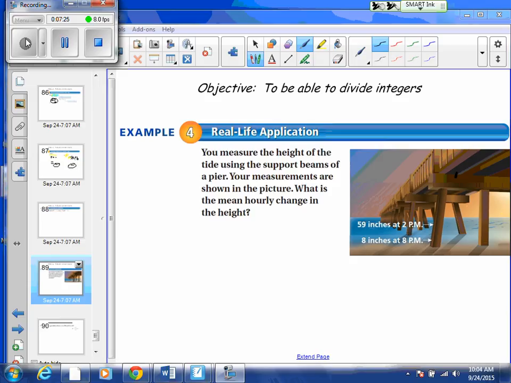Let's start by finding out how much the tide changed between 2 and 8. So 2 p.m. it was 59 inches. 8 p.m. it was 8 inches. So let's take 59 minus 8, and we'll find out that the change in the tide was 51 inches.